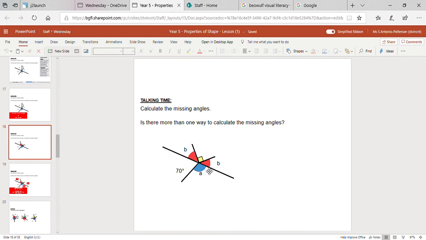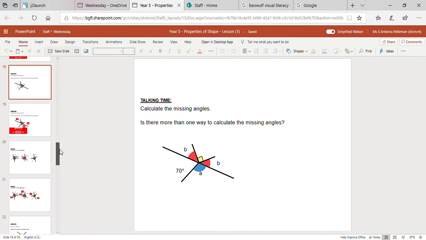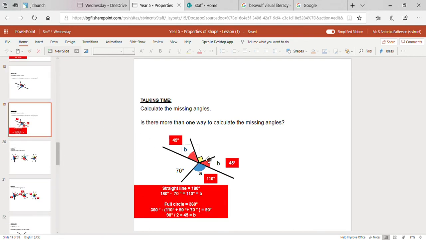We are not adding 90. We don't have two lots of 90. We do need to divide because we're dealing with equal amounts. We know that 90 divided by 2, or half of 90, is 45. So we know that we have 45 degrees, 90 degrees, and 45 degrees, which gives you 180 degrees. All of these angles add up to 360 degrees. Why? Because it is a full circle.